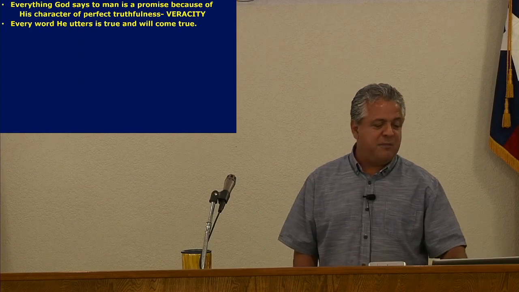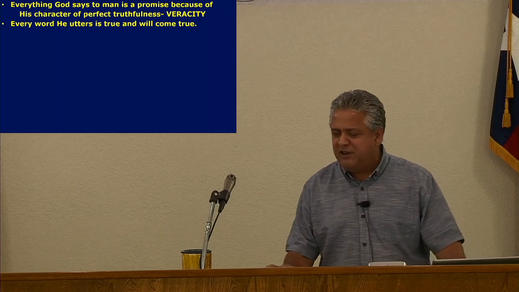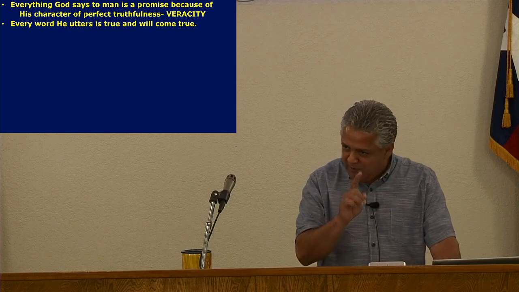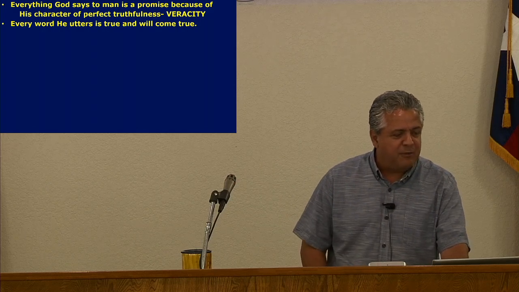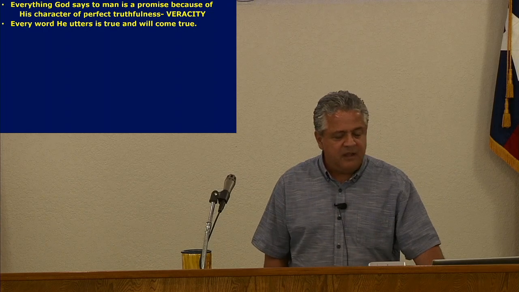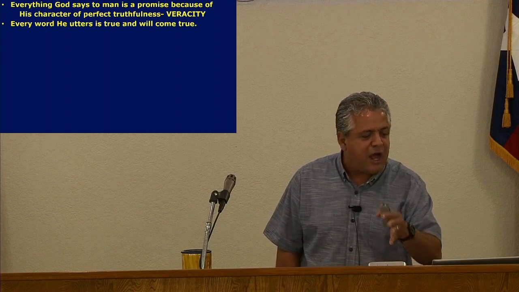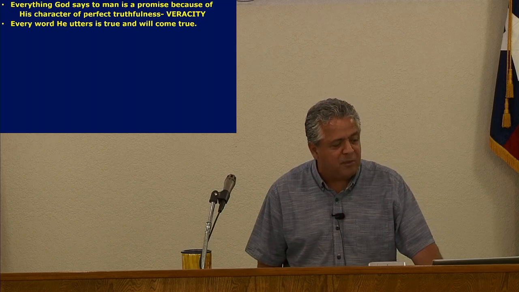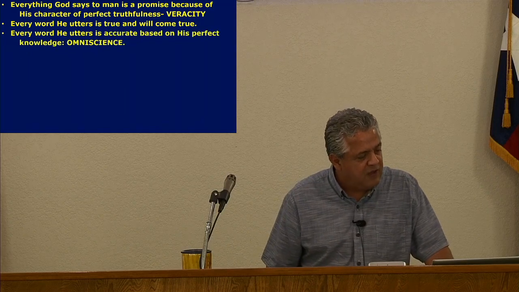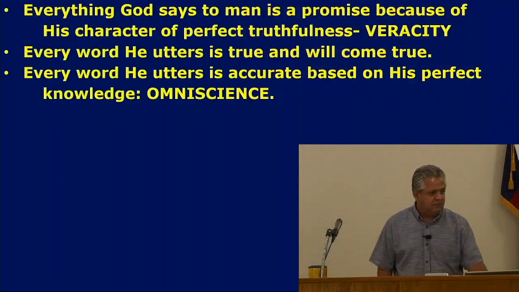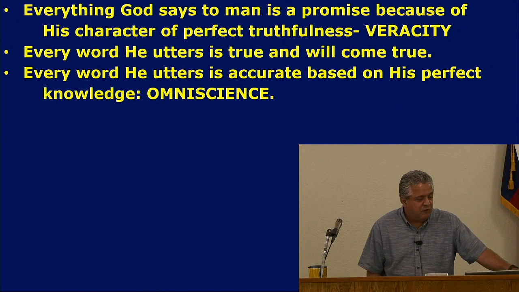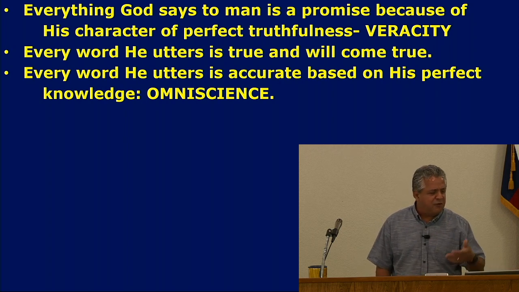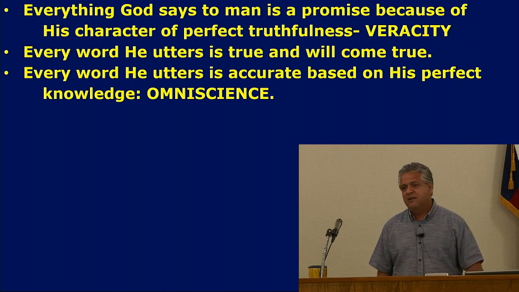As we'll see tonight, when he makes the first promise in Genesis chapter 2, he doesn't say, "Adam, I promise you." He just speaks. He speaks a command to Adam, and it's as if it's equal to us having to say, "I promise." But every word God utters is a promise because of his perfections. Every word he utters is accurate based on his perfect knowledge. He's omniscient. So everything that comes out of the mouth of God is perfectly true, always has been, is today, and always will be. That's the God.